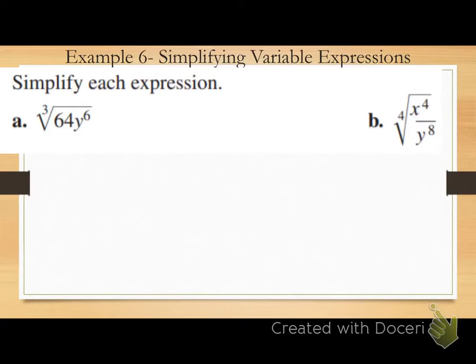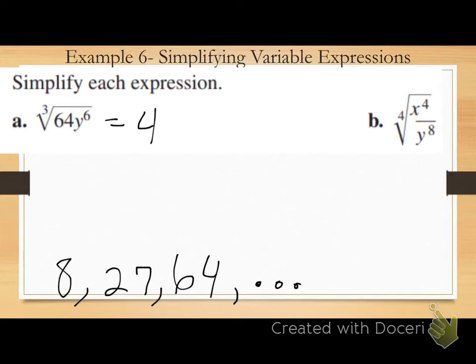Okay, so I got to find the biggest perfect cube that goes into 64. What are my perfect cubes again? 27, 64. Yeah. Is 64 a perfect cube? Yes, it is. So I can take the cube root of it, right? That's what a perfect cube means. So what is the cube root of 64? It is 4. Very good.